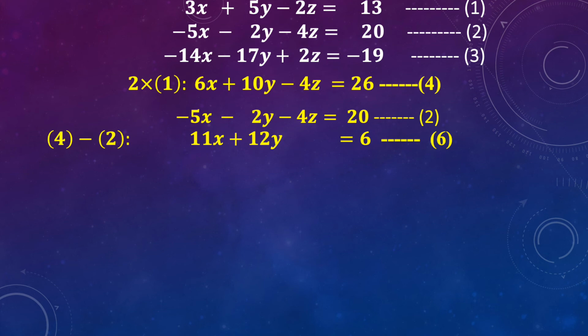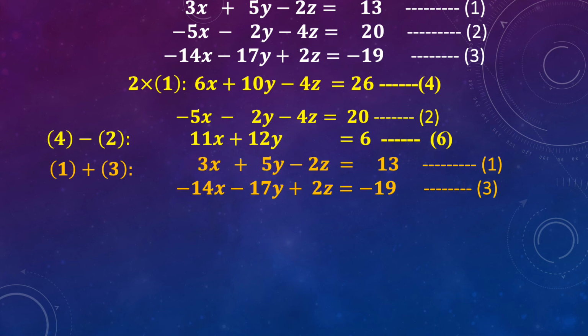Then I will eliminate z from equation 1 and 3. Right? So equation 1 and 3, you will notice that negative 2 is the coefficient for z in equation 1 and 2 is the coefficient for z in equation number 3. So we can add these two equations together to get rid of z because the signage is different. It's the opposite signage.